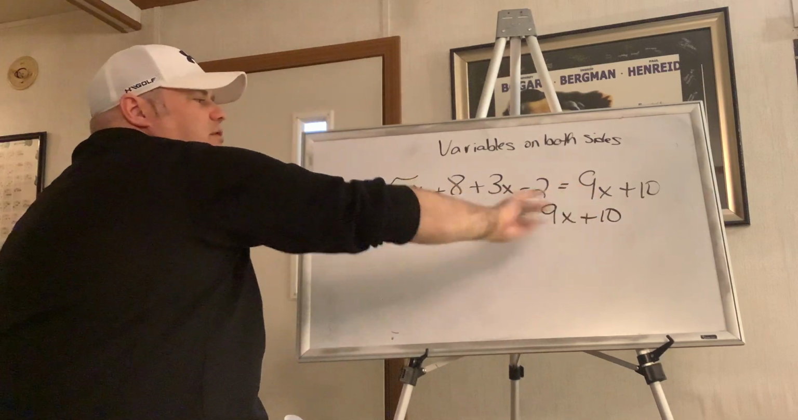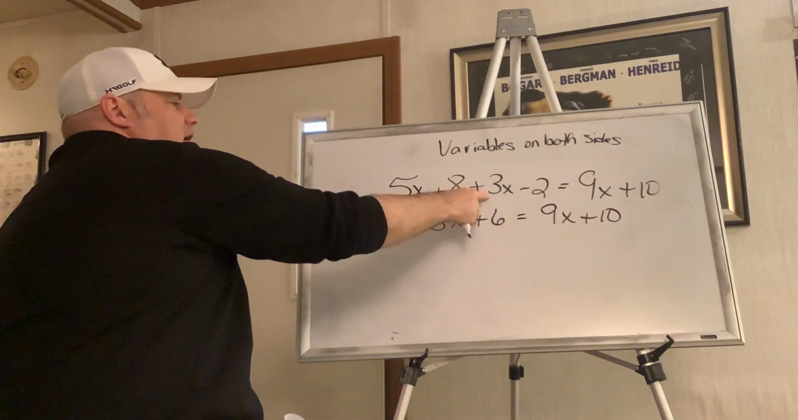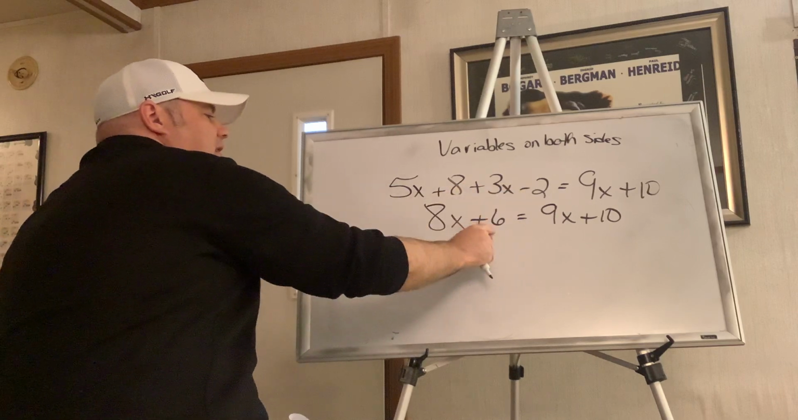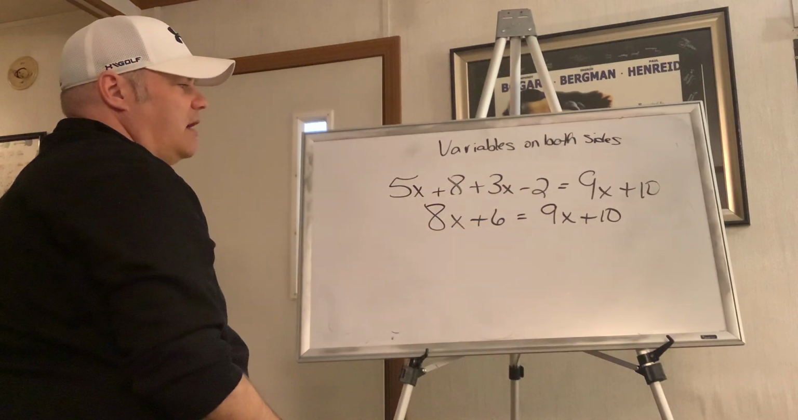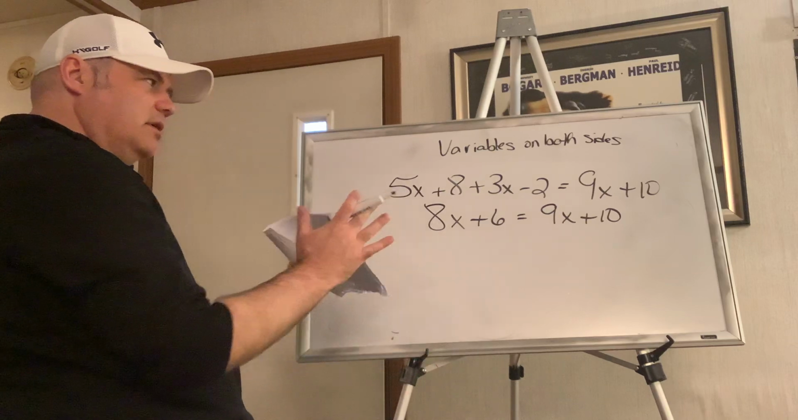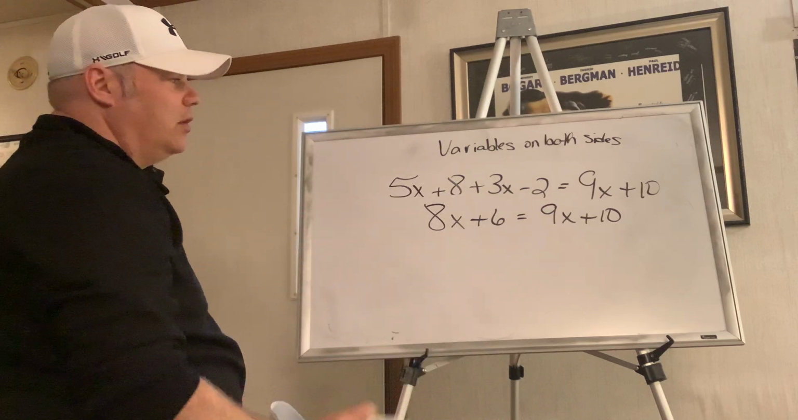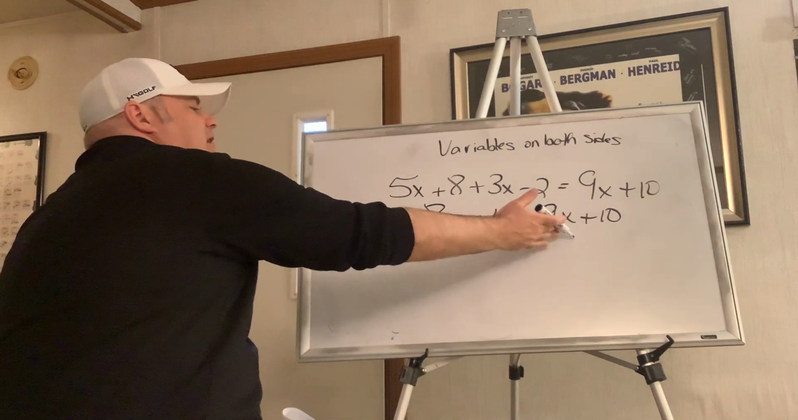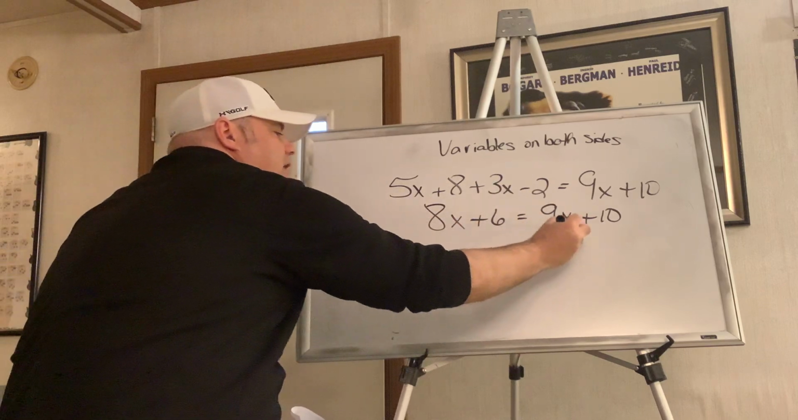So there's nothing to do on that side of the fence. This side I can combine these two. This side I can combine these two. And so I did that. Now the problem looks a little bit easier, maybe, I don't know. But now I want to get the 9x over here. So let's move it.